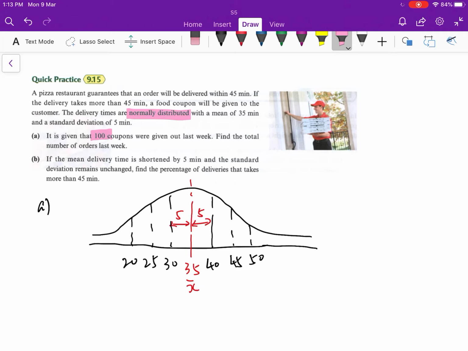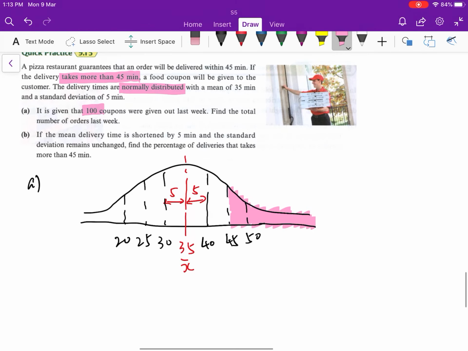It's given that 100 coupons were given out last week. Find the total number of orders. So first of all, why do you give out the coupon? Because the delivery takes more than 45 minutes. So let's highlight how many are more than 45. This part is more than 45. So of course we need to know what percentage is in here, right?